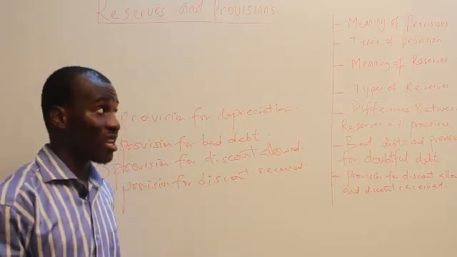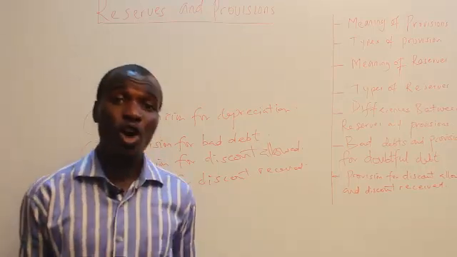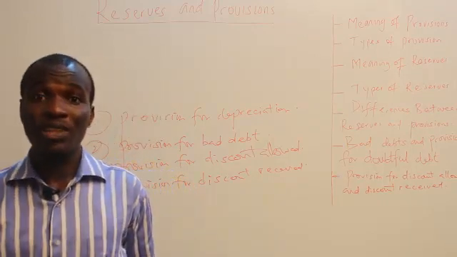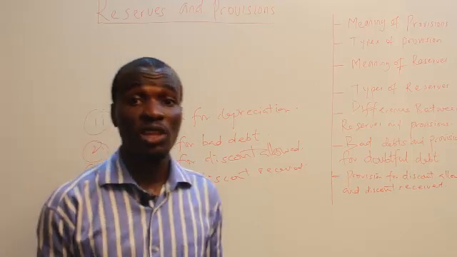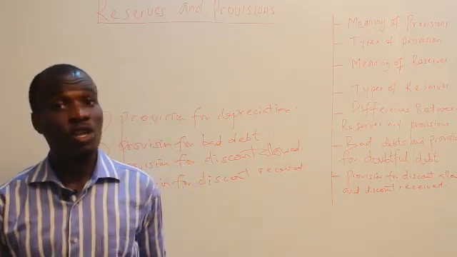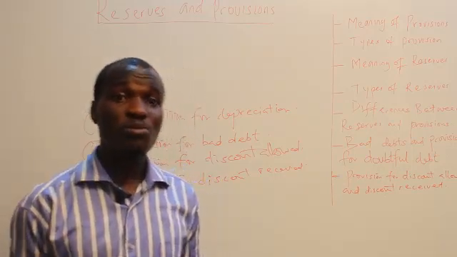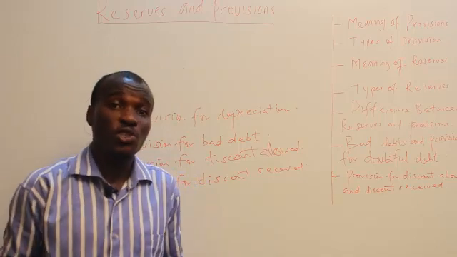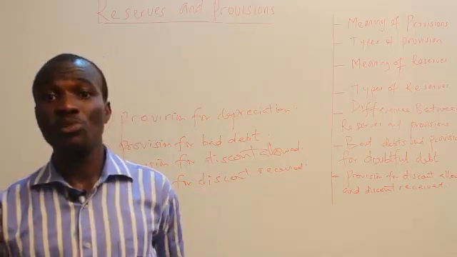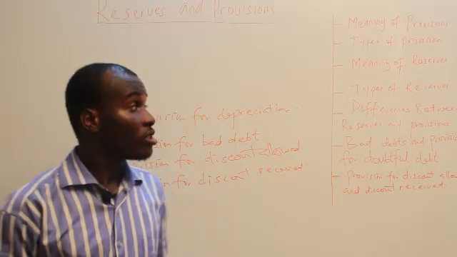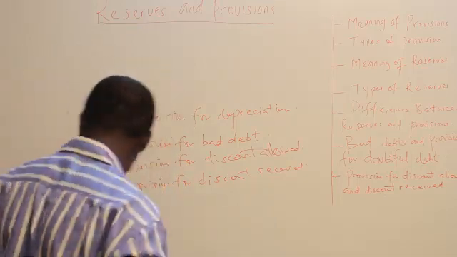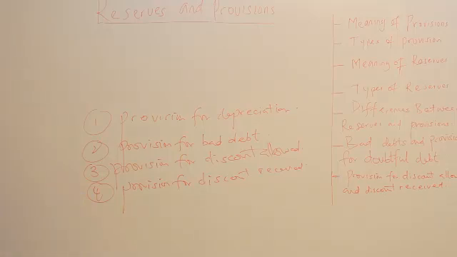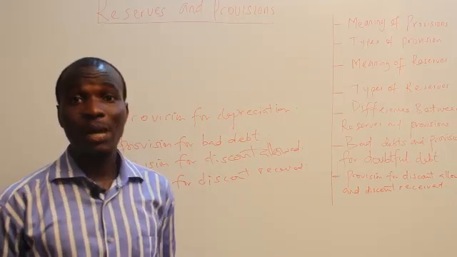So this amount will be set aside from the profit of the business, and it will not be available for distribution as dividends to the shareholders of the organization. But this amount will be set aside to build up the financial strength of the organization in order for it to meet capital projects in the future. So we have two types of reserves.